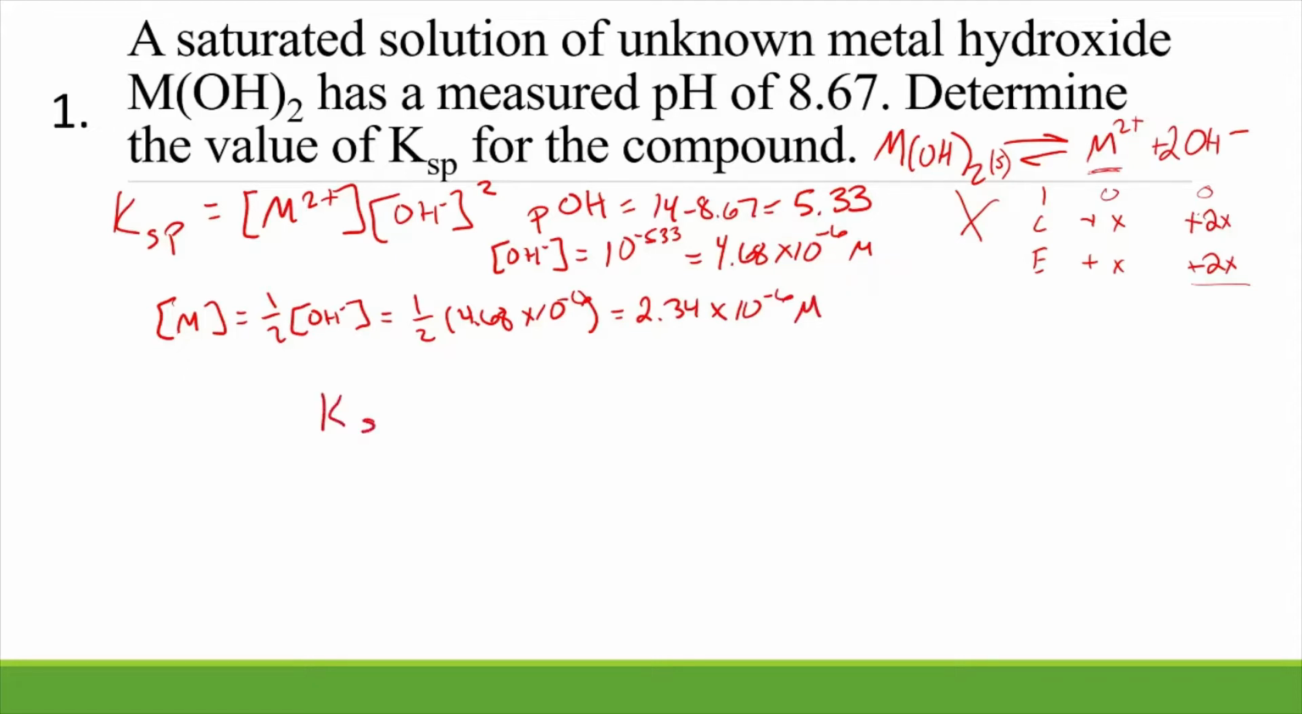So now we can calculate KSP. It's equal to 2.34 times 10 to the negative 6th times 4.68 times 10 to the negative 6th squared. Don't forget that squared. And then you get 5.10 times 10 to the negative 17th.